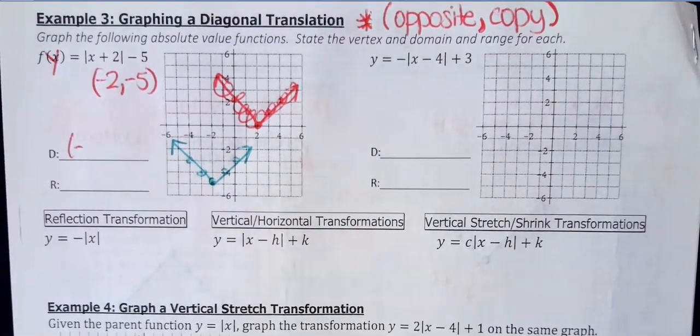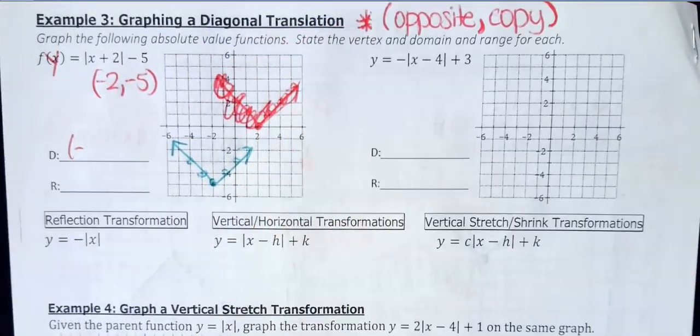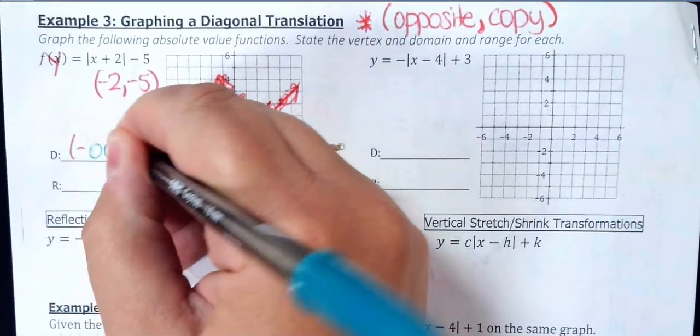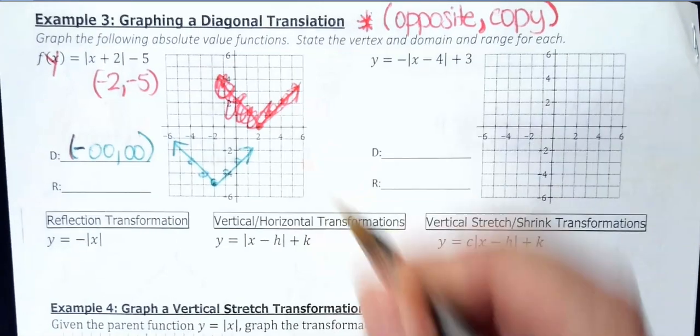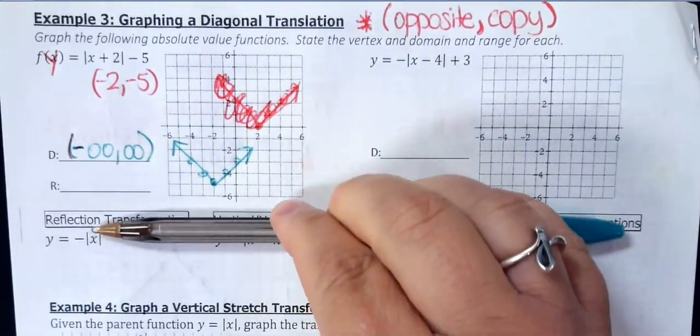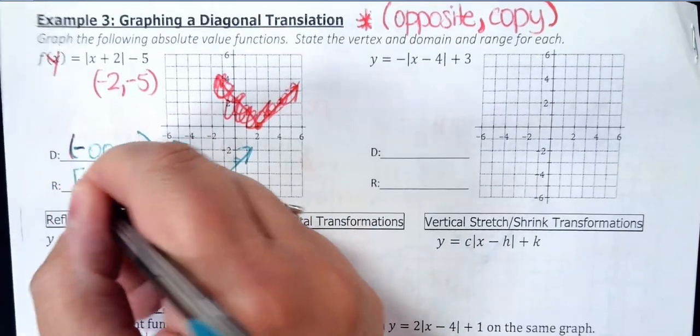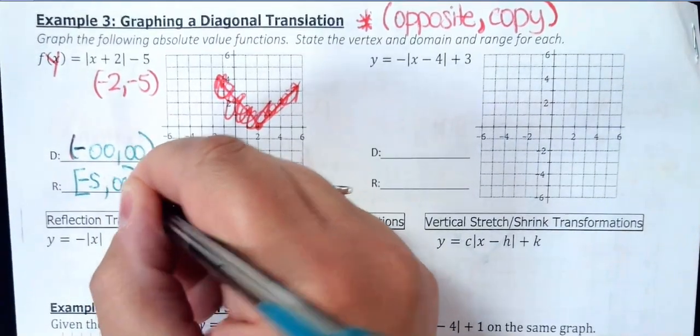All right, so green one. Now, let's see. We're going left and right forever. So -infinity to infinity for our domain. My range here, I don't touch any part of the graph till I get to that -5 y coordinate. So a little bracket with your -5, and then it's going to go up forever.